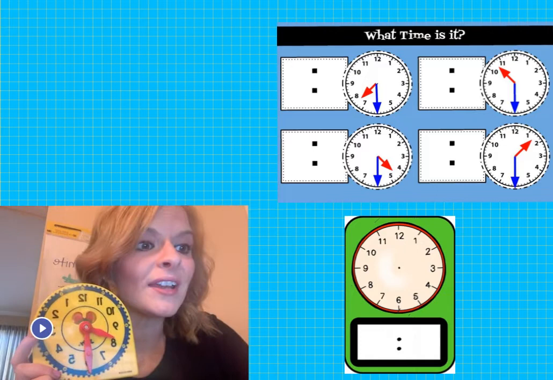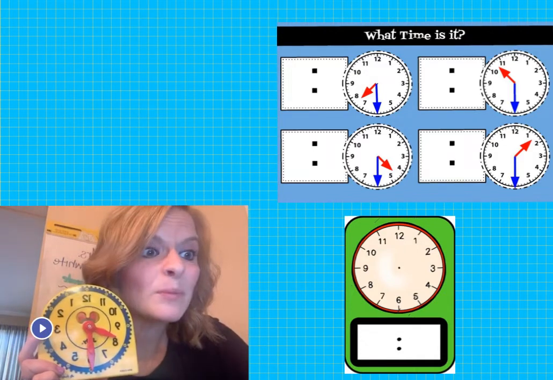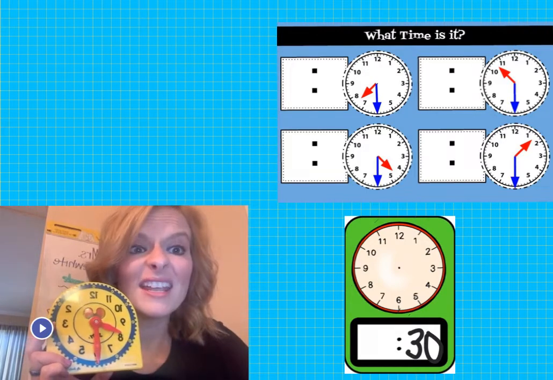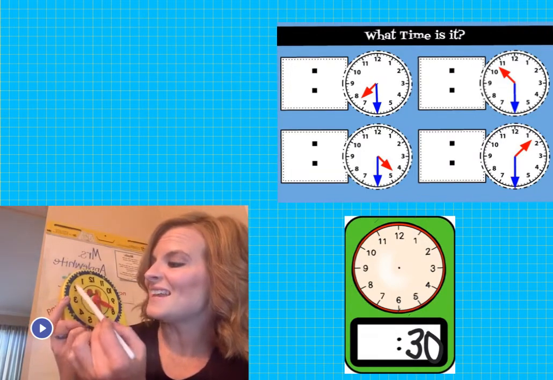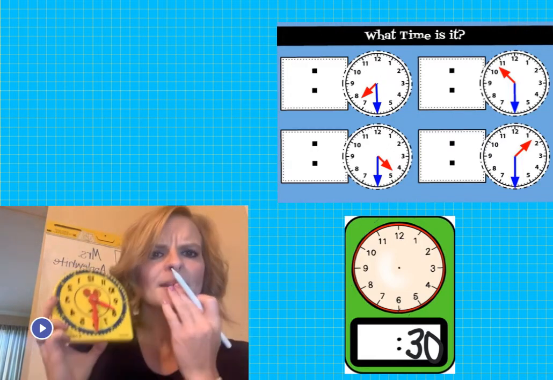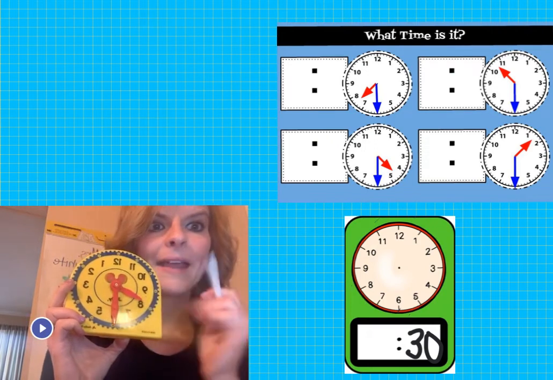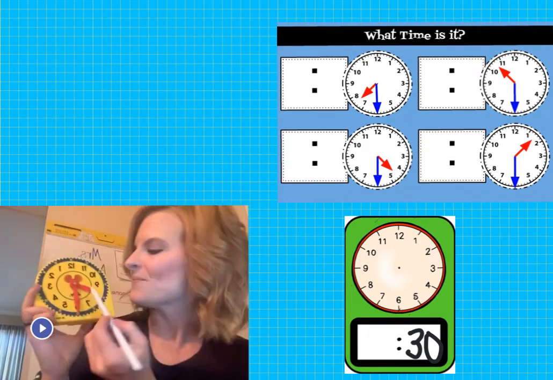Yes, 30. Because when my minute hand points at the 6, it's going to be 30. Because remember, we counted 0, 5, 10, 15, 20, 25, 30. Good job. Let's look at this hour hand. Remember, sometimes it's a little tricky, but it's not going to trick you.